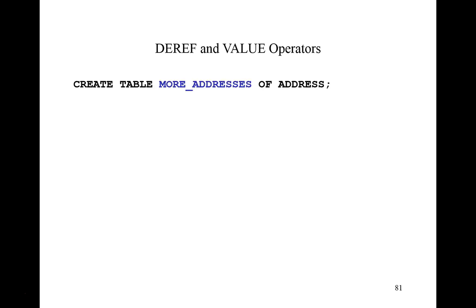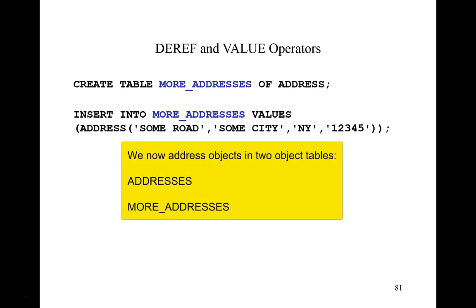Let's compare the difference between the deref and the value operators. First, we create a table of address objects. We'll use this new table called more addresses to discuss the difference between the two functions. What we wish to do is store addresses in two different tables. We already have the addresses table. Now we're creating more addresses. We insert into more addresses a clearly different address than any of those we previously stored in the other table.